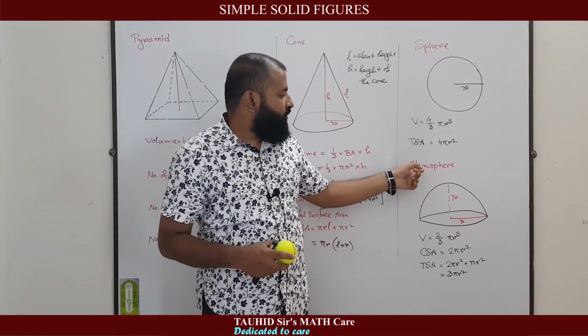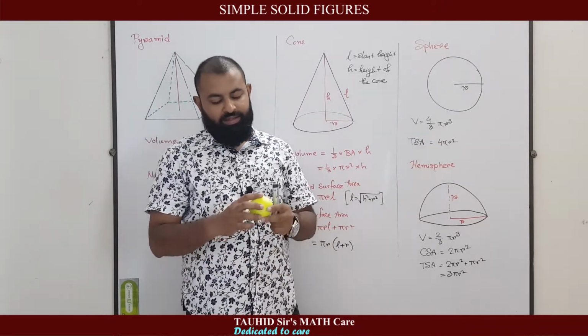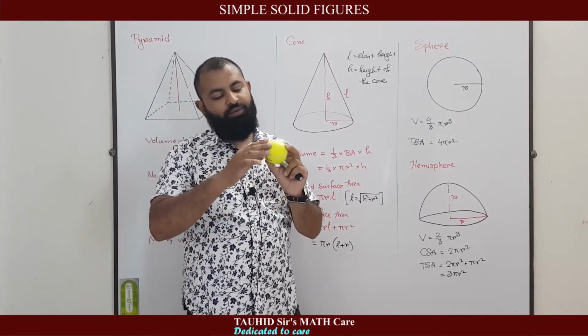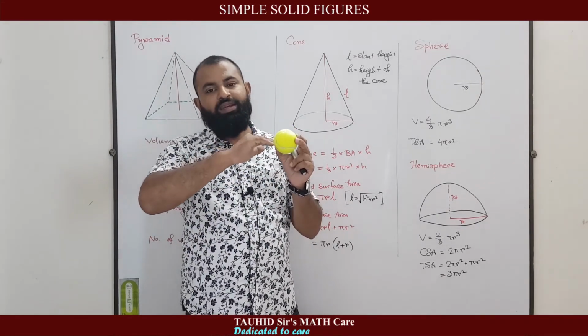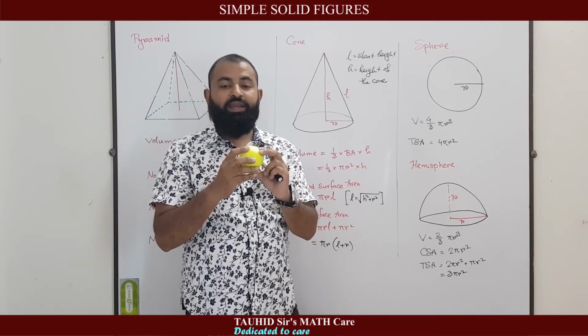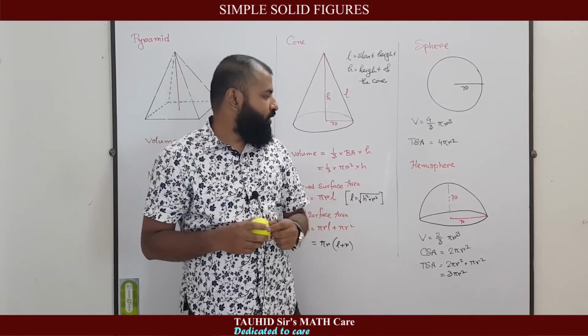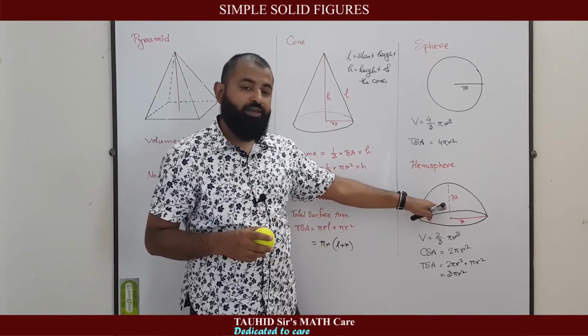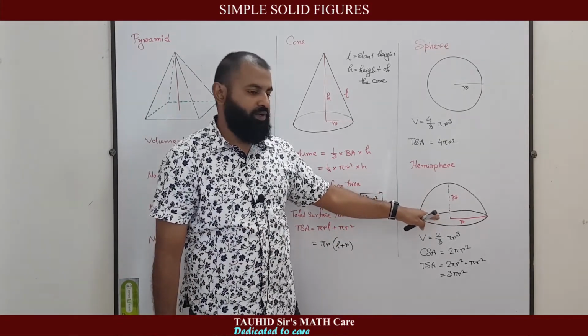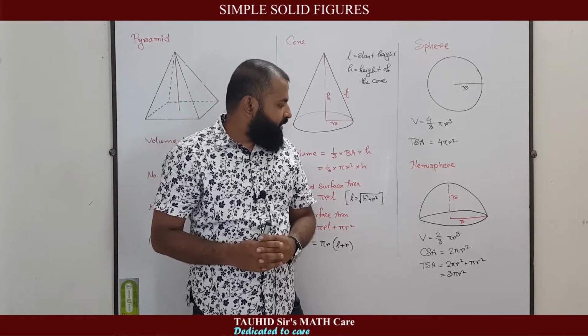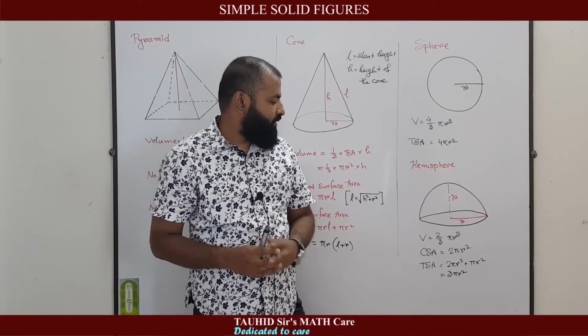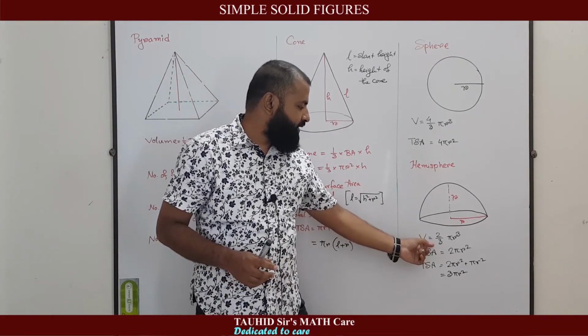Now the concept of hemisphere. If we think that this ball is solid and if we cut it from middle, then it will be cut into two different shapes. Those shapes will be called hemisphere. Half of a sphere, that we call a hemisphere. The volume of a hemisphere is half of the sphere. That means 2/3 pi r cube.